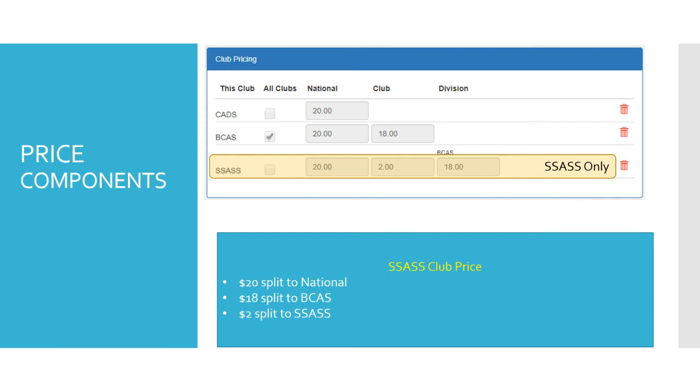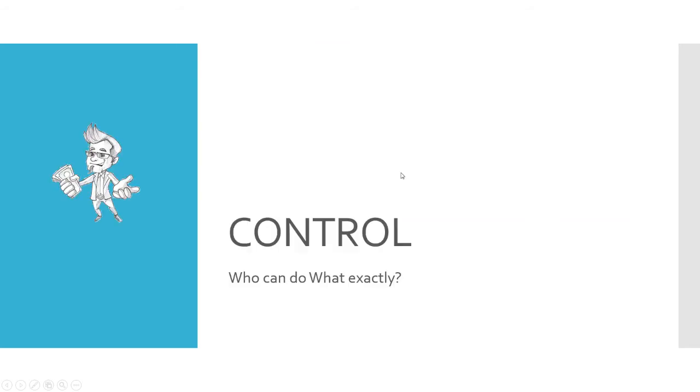And so in this case, if SAS were selling this particular material, it wouldn't be $38, it would be $42, because the BCAS component is 18, the national is 20, and the SAS has added a $2 piece. So because it's cascading pricing, if SAS was selling this, they would get their price regardless of the fact that BCAS had pushed this down to all their clubs. The SAS unique price overrides it.